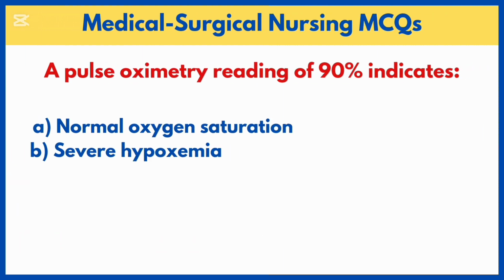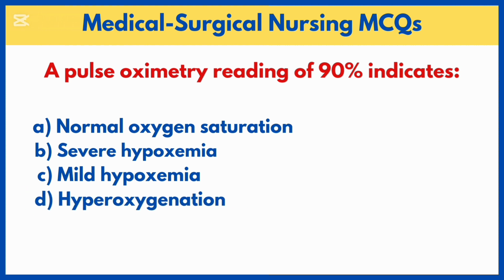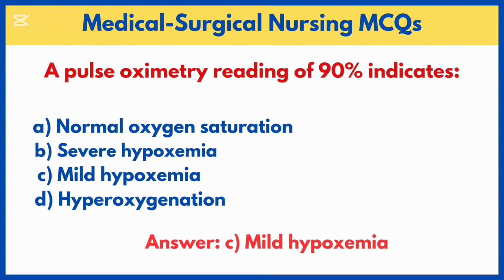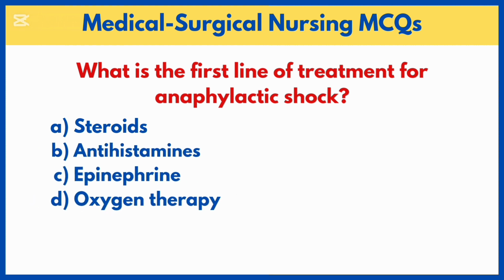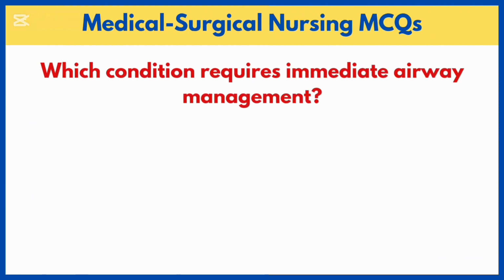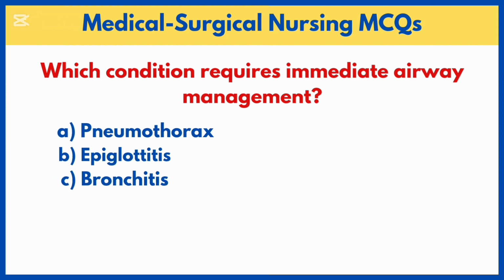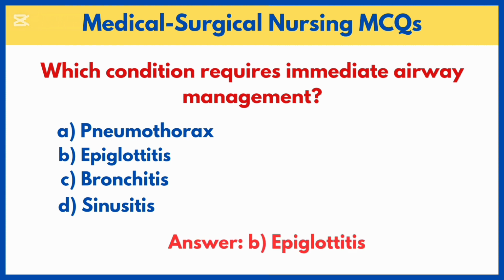A pulse oximetry reading of 90% indicates. Correct answer is option B, mild hypoxemia. What is the first line of treatment for anaphylactic shock? Correct answer is option C, epinephrine. Which condition requires immediate airway management? Correct answer is option B, epiglottitis.